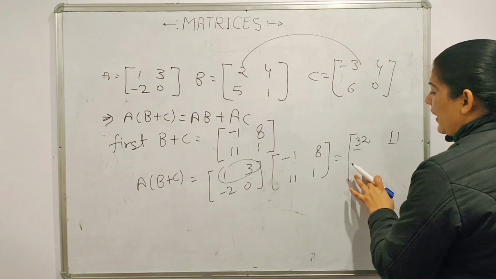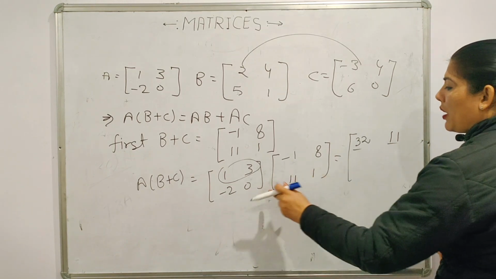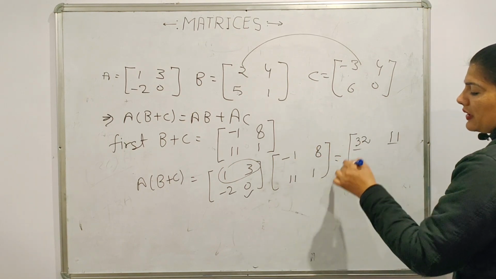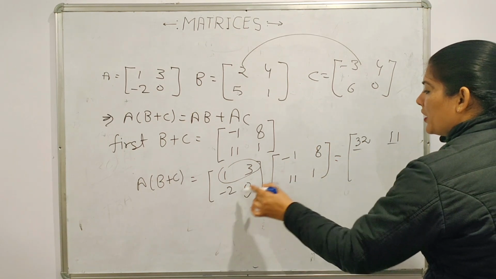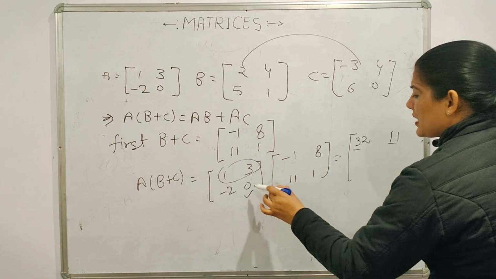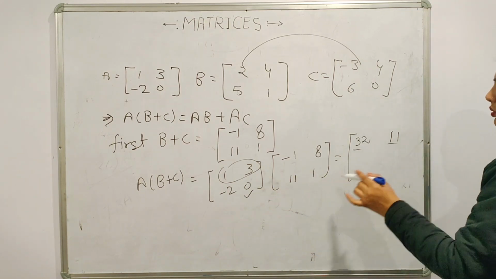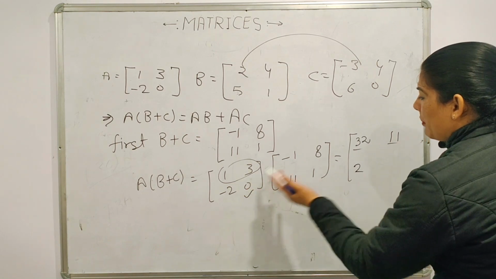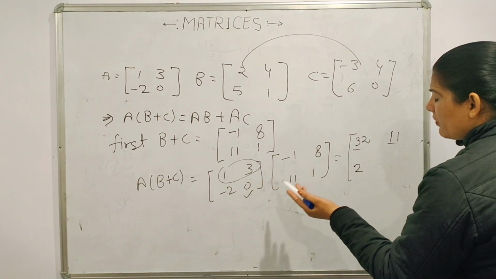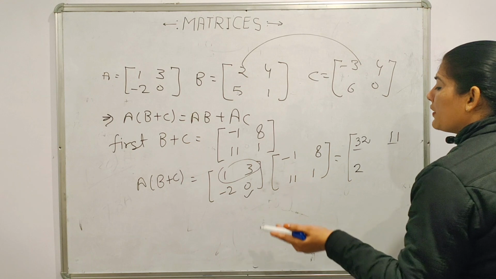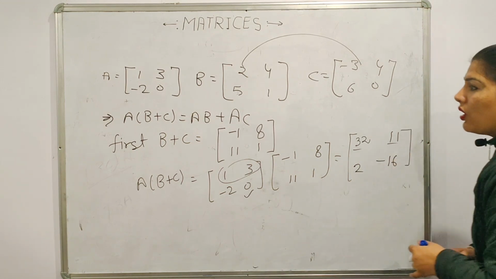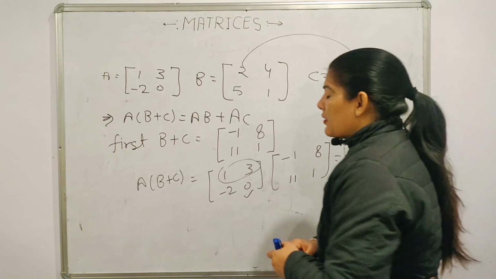To find this element and this element, you have to take the second row, then multiply it with the first column and then the second column. So it is minus into minus, plus 2, and 0 into 11 is 0, so it is 2 plus 0, which is equal to 2, and minus 2 into 8 gives you minus 16, and plus 0 is equal to this. So the one side is equal to this.